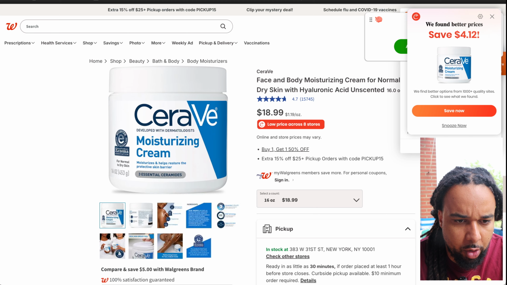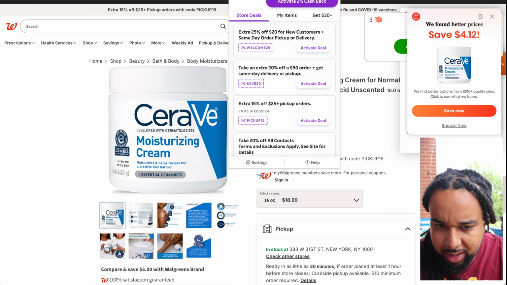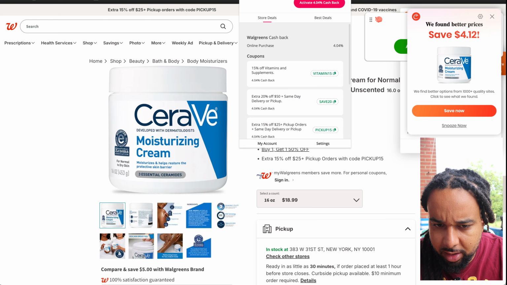Here we go. What does the cashback look like right here? So we have 2%. We have 4.04%.